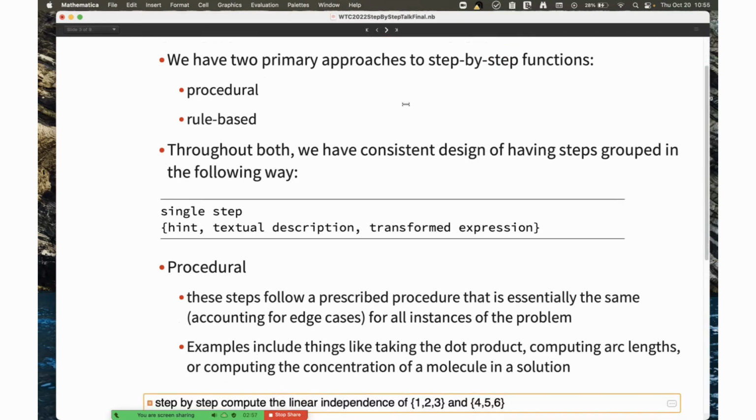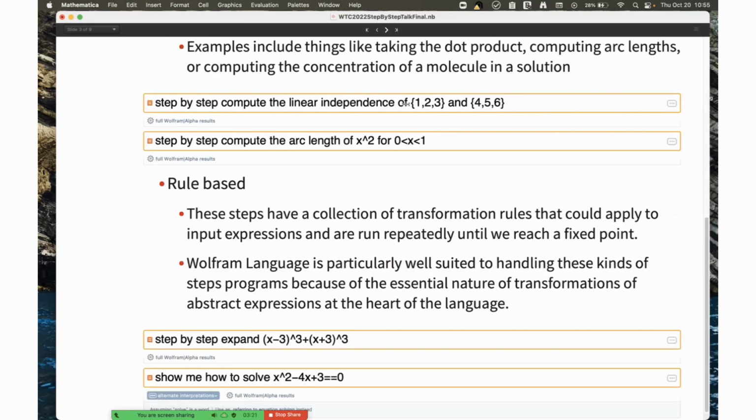Through both of these approaches to our step-by-step code, we have a unified structure, which is that a single step in a step-by-step program is broken up into a hint, which is guiding the user along, a textual description, which is stating what is happening in this particular step, and then some sort of printed out transformed expression. Because we have a lot of content to go over today, I'll show one of these just so you get the idea, but you're going to be seeing lots of steps today. So I'm not going to spend a long time working with these examples right now.